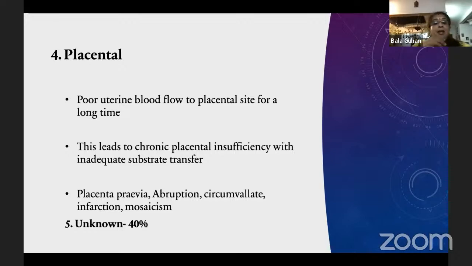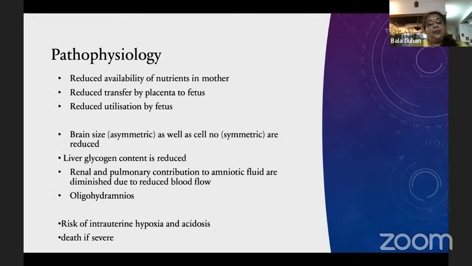And in about 40% of cases, the cause is unknown, and we encounter growth restriction. So the main pathophysiology is reduced availability of nutrients in the mother, reduced transfer by the placenta to the fetus, and reduced utilization by the fetus. The brain size, as well as cell number, are reduced.